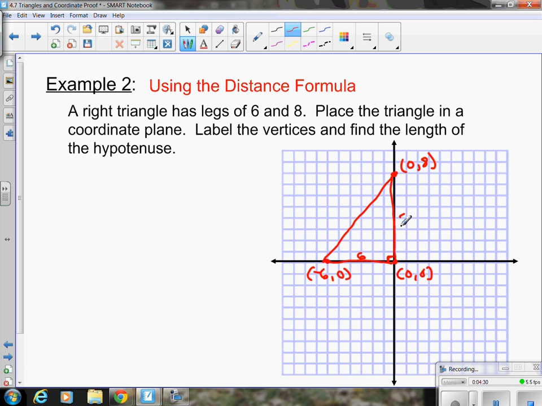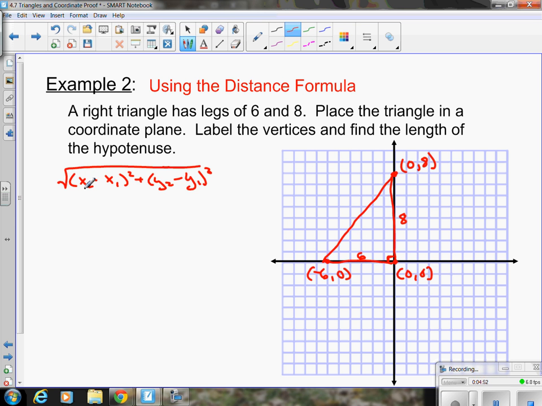This is the length of 6. That's the length of 8. Use the Pythagorean theorem to find that length. But for practice, I'm going to use the distance formula. Right? That distance formula is x2 minus x1 squared plus y2 minus y1 squared.